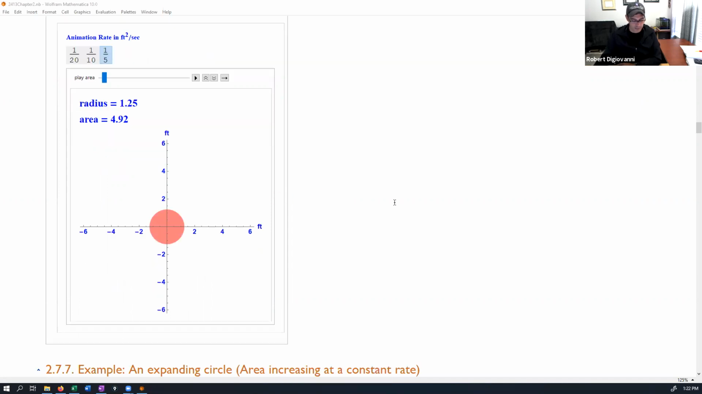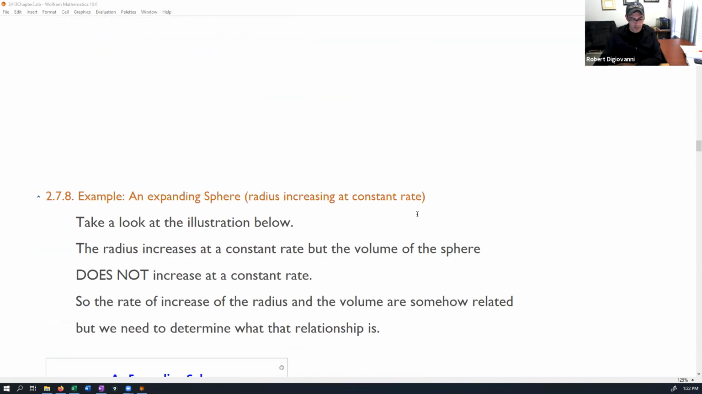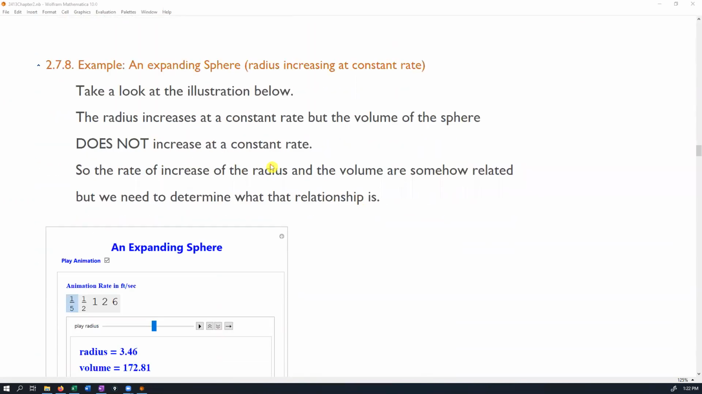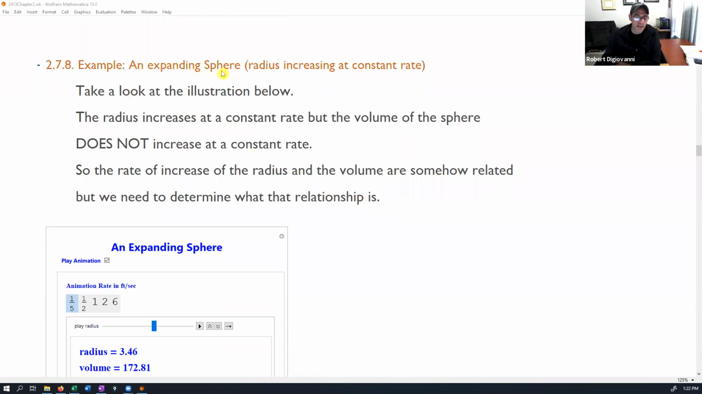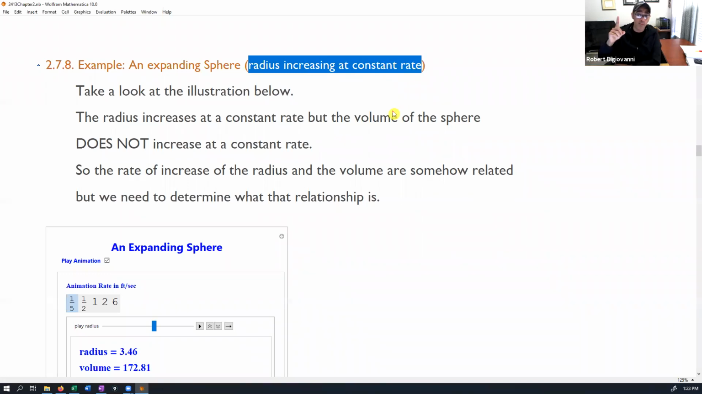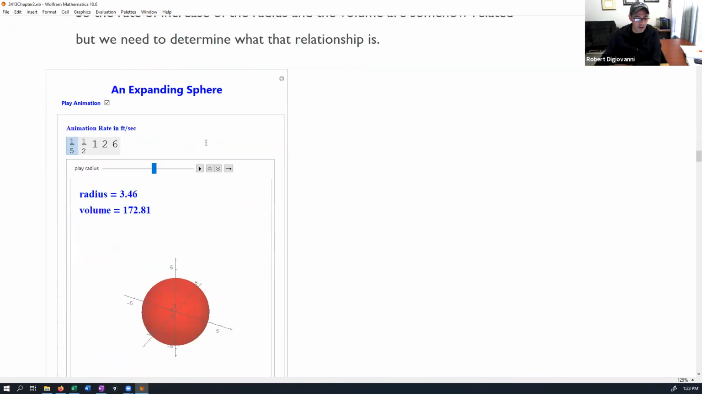All right, let's do another one. New problem, an expanding sphere. So we're looking at a sphere, not a circle. So this is a three-dimensional object instead of a two-dimensional object. And here, I'm going to give you an example where the radius is increasing at a constant rate. So this is just like the circle, the first problem we ever did with the circle, but now we're looking at a sphere. So what happens if I start letting a sphere grow where the radius grows at a constant rate?